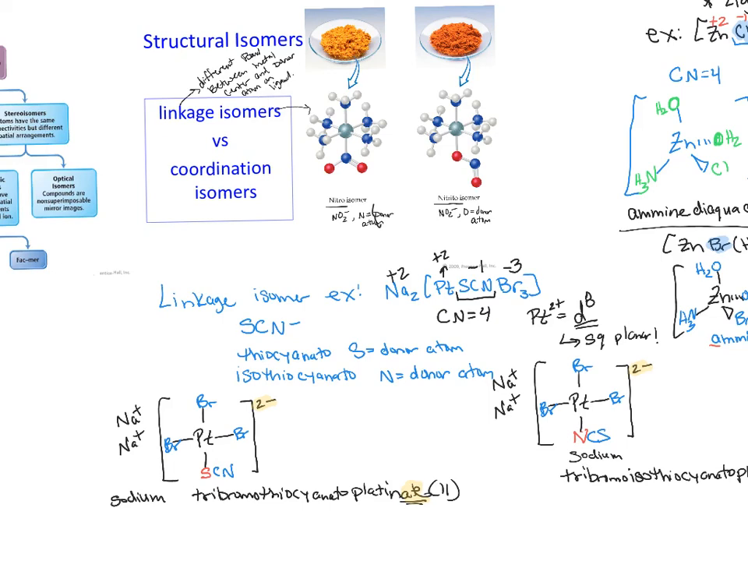So the ligands that can participate in linkage isomers are cyanide, CN minus, cyanate, OCN minus, thiocyanate, SCN minus, and nitrite, NO2 minus. This was also hopefully a good review of nomenclature.